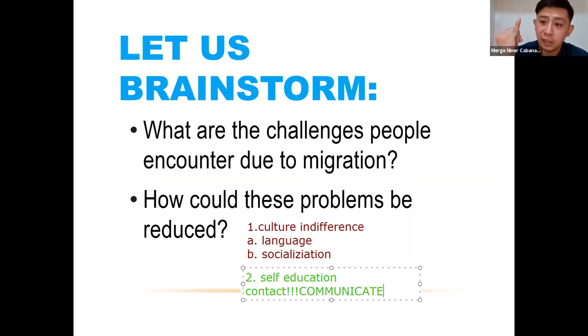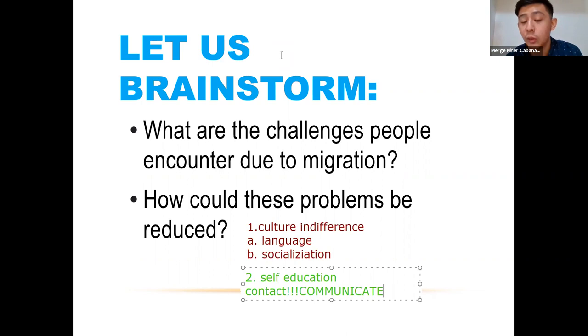So again, I have an introduction. I have a paragraph dedicated to the challenges. Listen to me carefully. I have a paragraph dedicated to the challenges people encounter due to migration. I have a paragraph dedicated to the solution so that those problems by migrants can be solved. And then I have a conclusion. So the reason why it's not five paragraphs, unlike the one here, is because the question kanina was this: what are the causes, what are the effects, what are the solutions? So you will basically involve all those three in each paragraph.